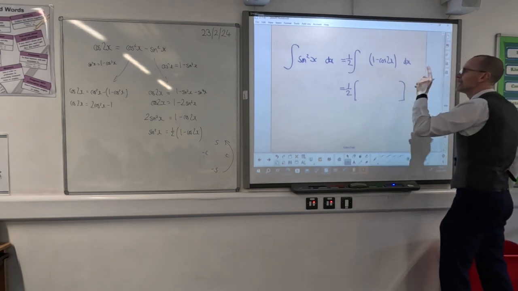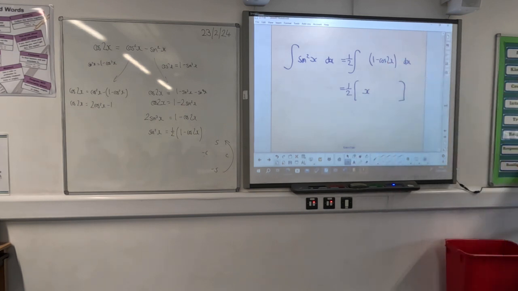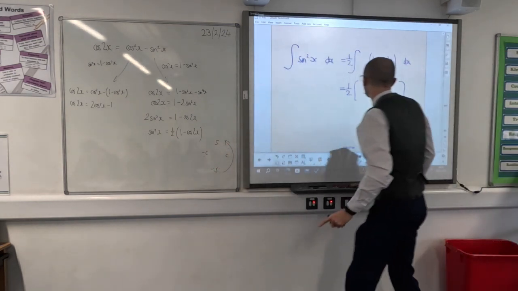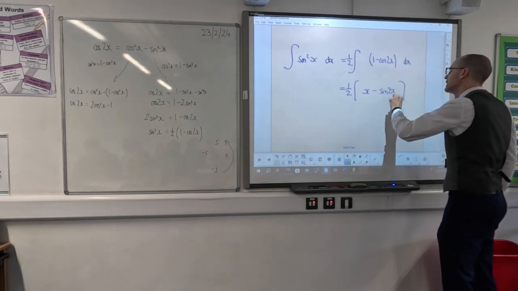But I'm now going to integrate 1, and I'm going to integrate minus cos 2x. Minus cos, when I'm integrating, becomes minus sine, divided by.